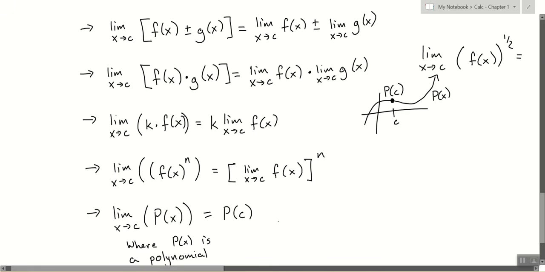Boom. This here has a name. This, I'm going to make a little star here. There's not many of them that have names. This is going to be like our method to solving limits. This is what we call direct substitution.